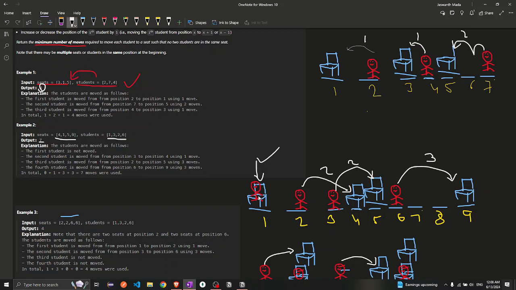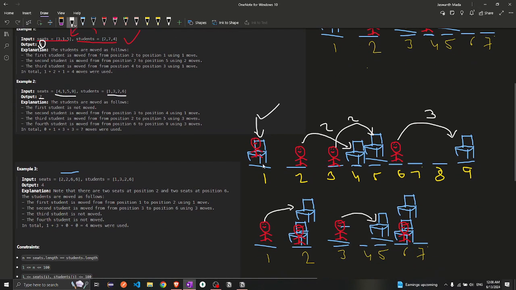So that if I have any overlapping student and chair, that means if the student is already sitting in the chair, by sorting we can fix these people, right? If you observe here, we see that the first student is at the first position, but the first seat is at the second position. So if we follow this array, we won't be able to find the most optimal solution. So that's why we need to sort the array.